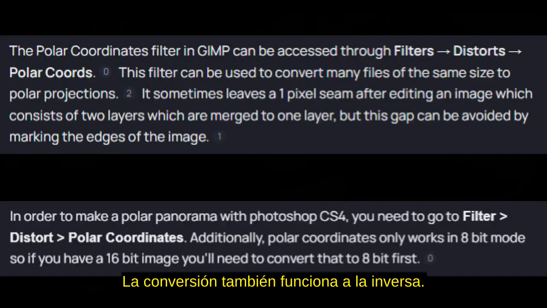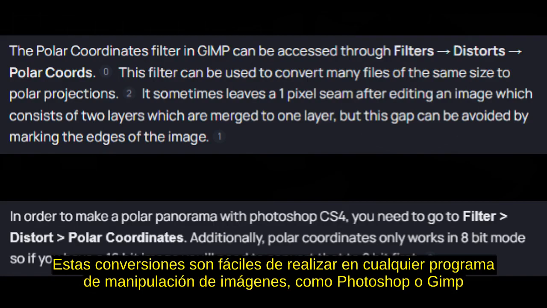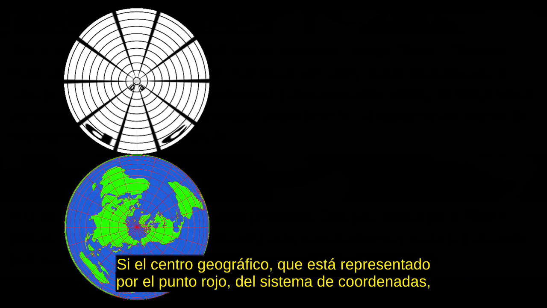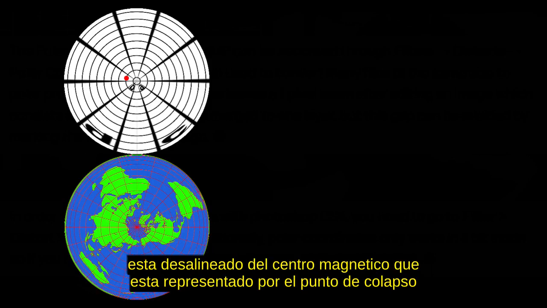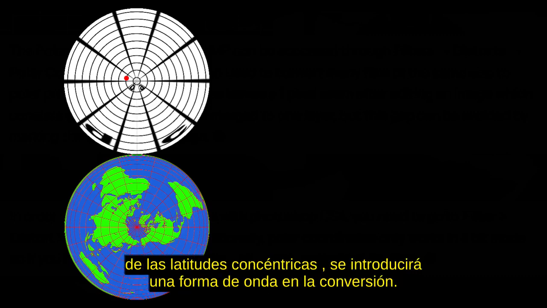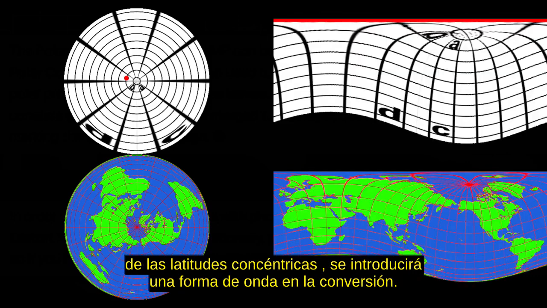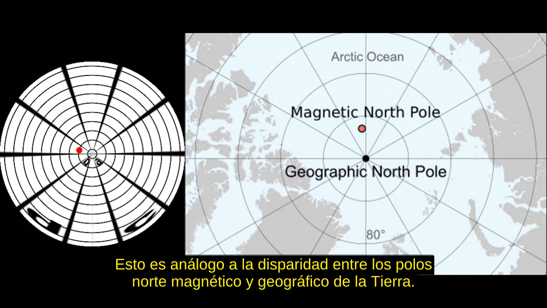The conversion also works in reverse. These conversions are easy to do in any image manipulation program, such as Photoshop or GIMP. If the geographic center, which is represented by the red dot, of the coordinate system is misaligned from the magnetic center, which is represented by the collapse point of the concentric latitudes, a waveform will be introduced in the conversion. This is analogous to the disparity between the magnetic and geographic north poles on Earth.